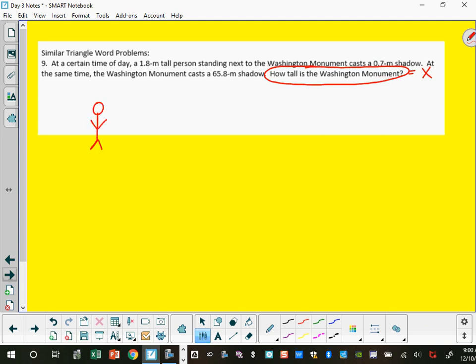Here's my little man. It says at a certain time of day, a 1.8 meter person. So I'm going to take a measurement of him. He's 1.8 meters. Sitting next to the Washington Monument. He has a 0.7 meter shadow. Okay?